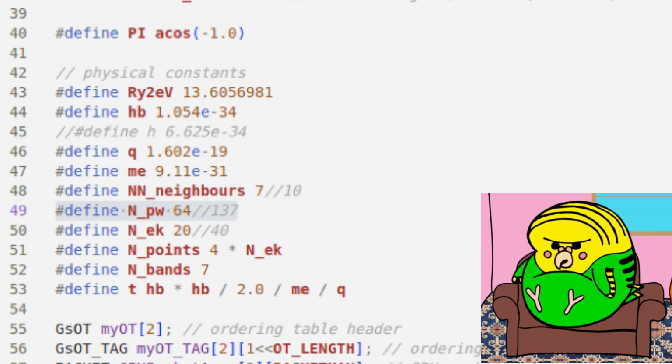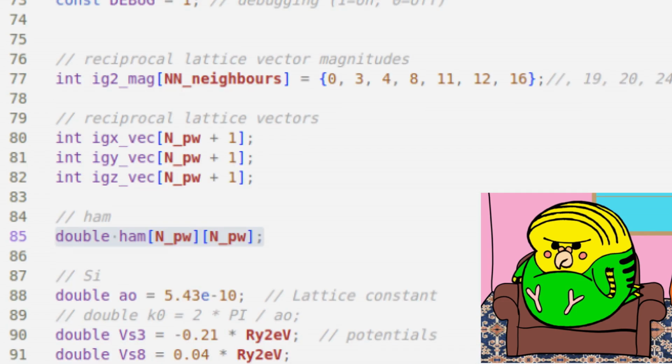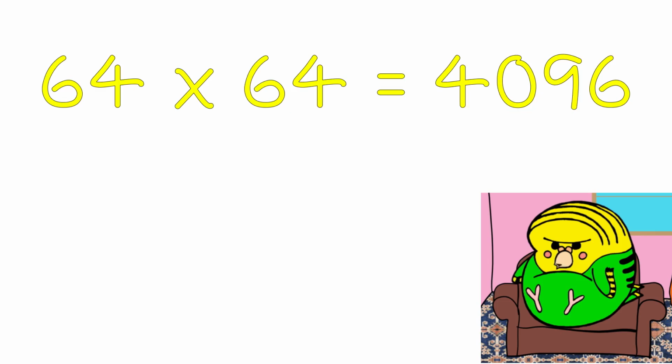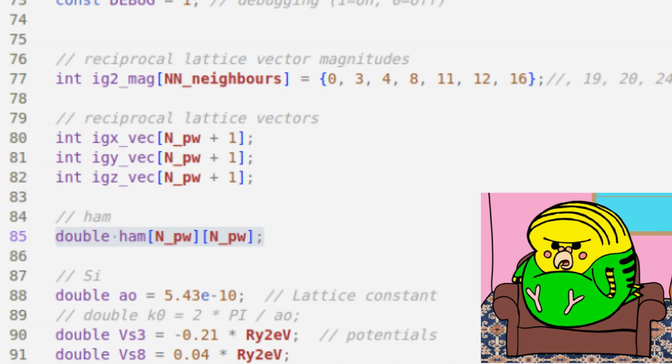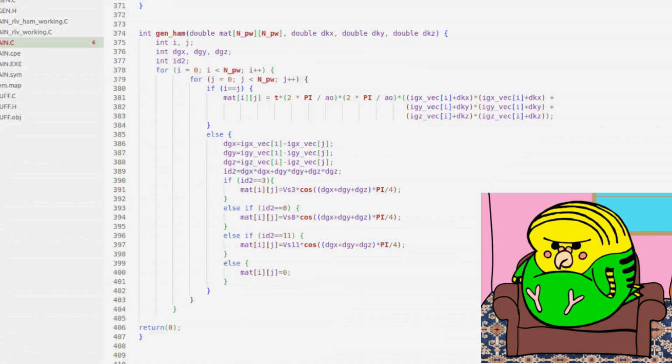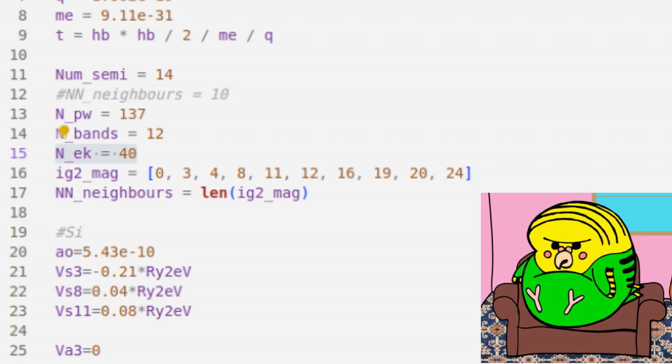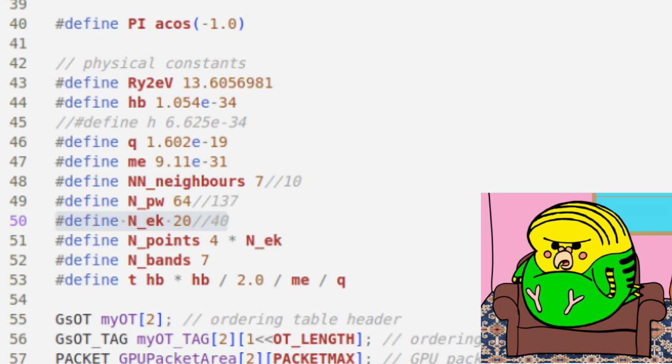And by only using 64 plane waves, we reduce the Hamiltonian from having 18,769 elements to only having 4,096 elements. So it should be a lot quicker to fill out and a lot quicker to find the eigenvalues for. We've also halved the number of K points. So instead of finding 160 K points, we'll just be looking at 80 K points.